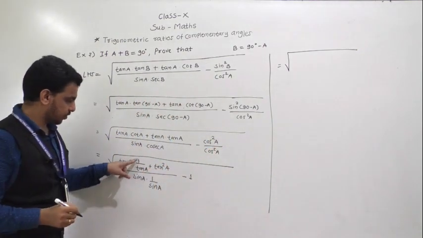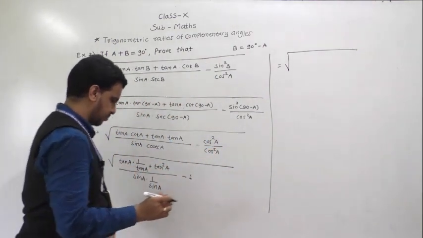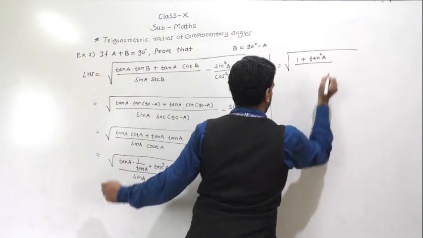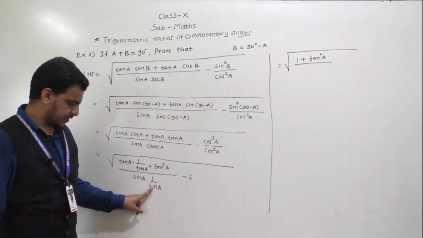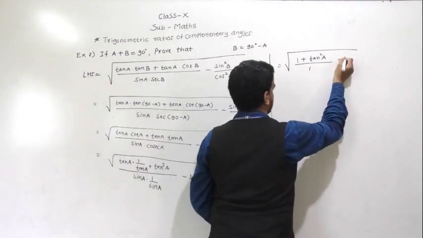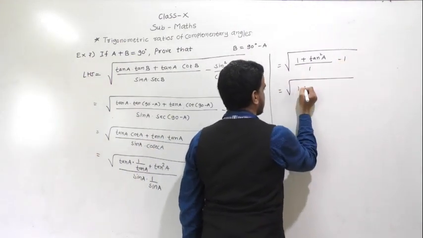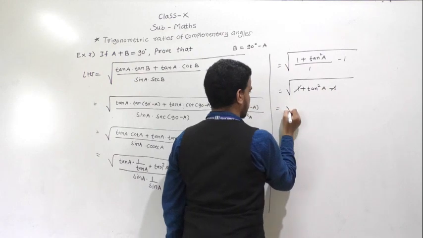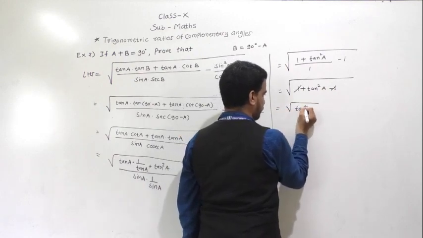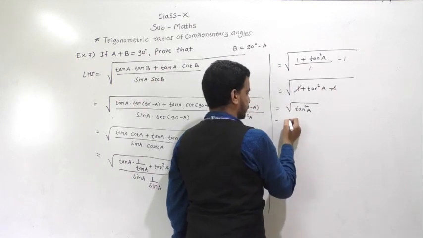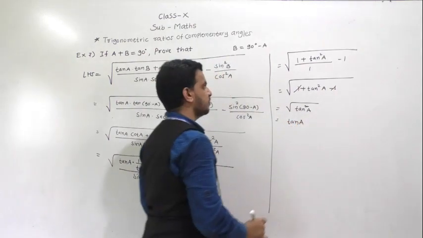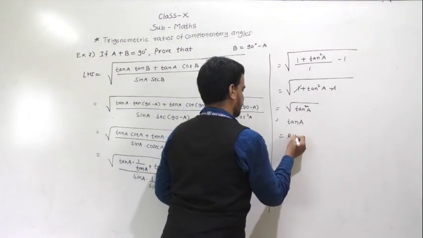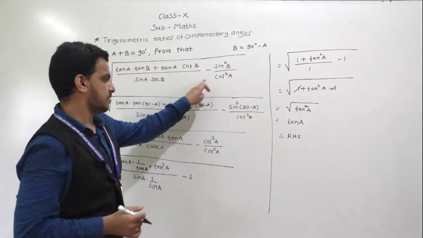Next step. Now here tan A into 1 upon tan A, this tan A and this tan A cancel, so what remains is 1, plus tan square A, divided by this sin A and this sin A cancel, so 1 remains, minus 1. So 1 plus tan square A minus 1, this plus 1 and minus 1 will get cancelled, square root of tan square A. So square root of tan square A is tan A. Here tan A is the RHS, so we proved that this expression is equal to tan A.